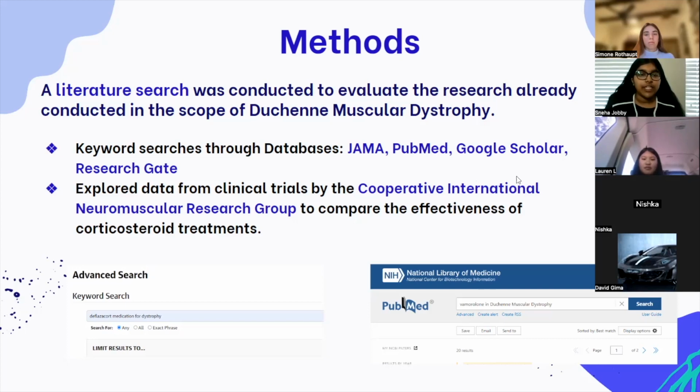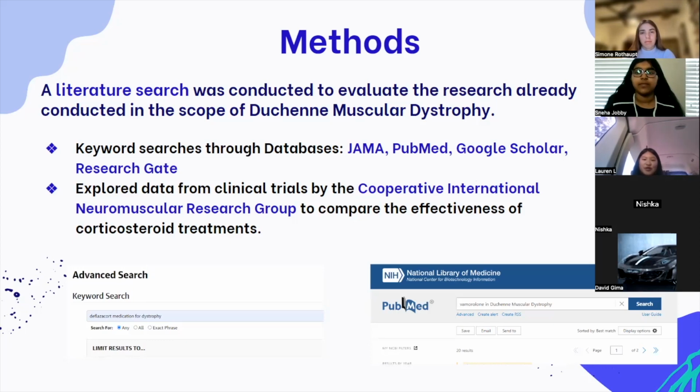As shown in these screenshots, the one on the left is from JAMA and the one on the right is from PubMed. We use specific keyword searches, such as deflazacort medication for dystrophy, prednisone impact on muscle degeneration, and vamorolone in Duchenne muscular dystrophy to refine our results.